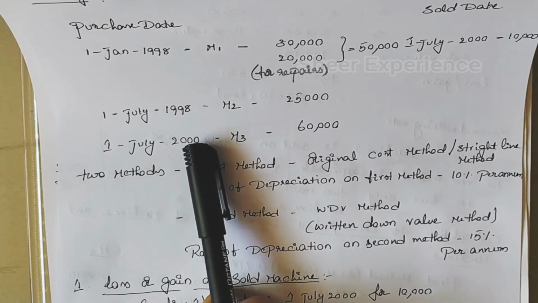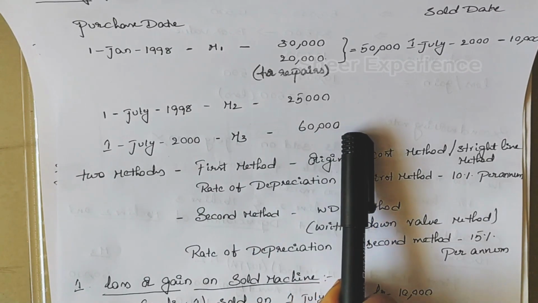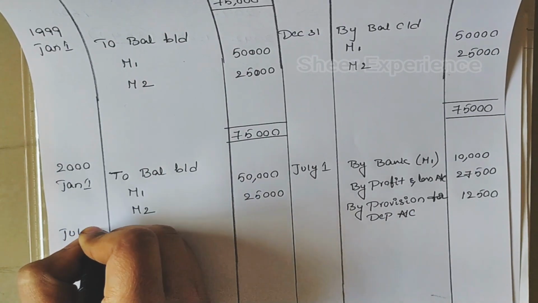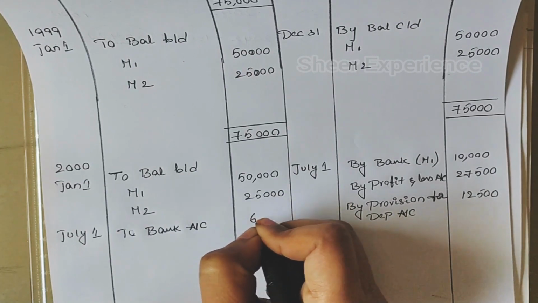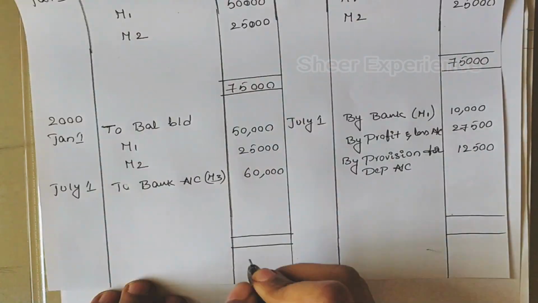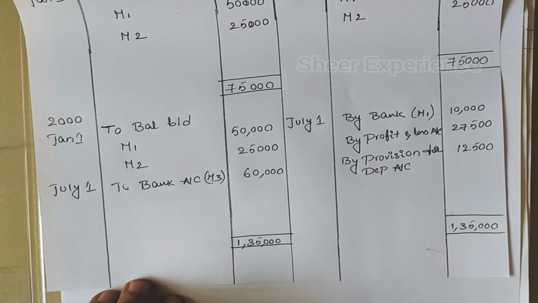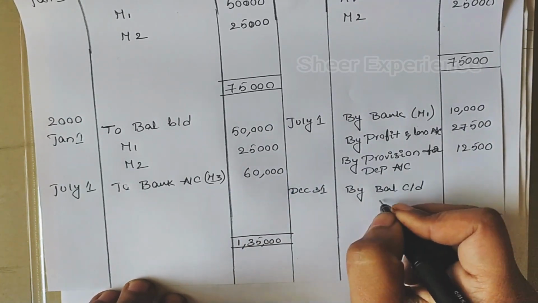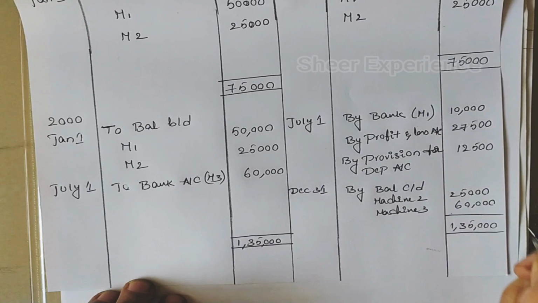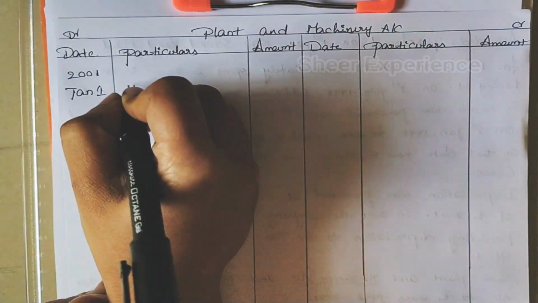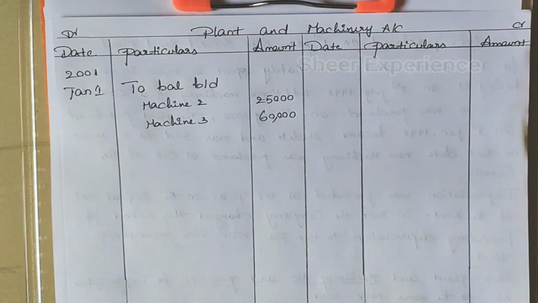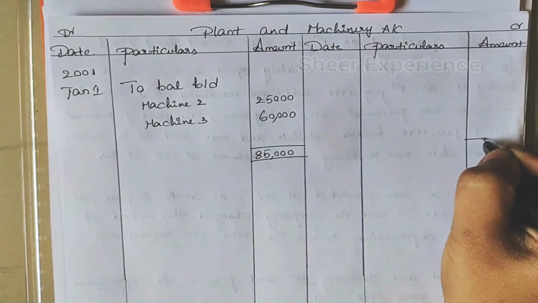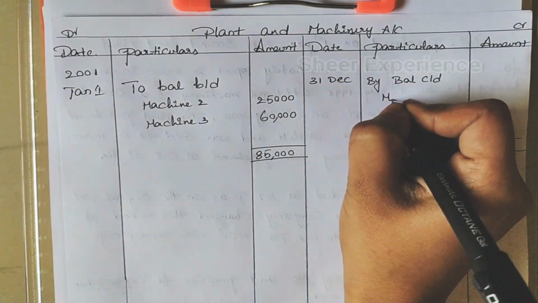In this year, we have purchased a new mission for 60,000. The purchase date is July 1st and we'll mention to bank account in the particulars column and 60,000 in the amount column. Now we will balance the amounts on both the sides. As usual, we will bring down the balances to the beginning of the next year, that is 2001. In this year also we did not purchase or sell any mission. So we will balance the amounts on both the sides.